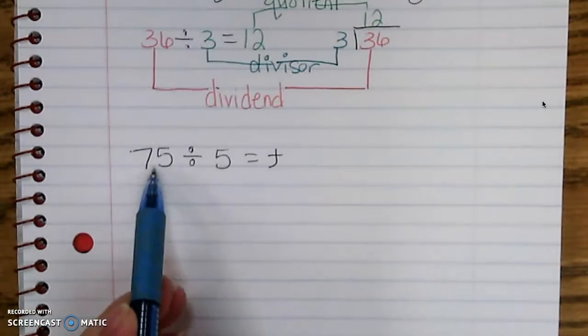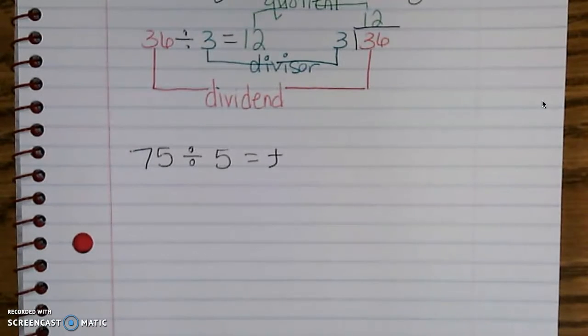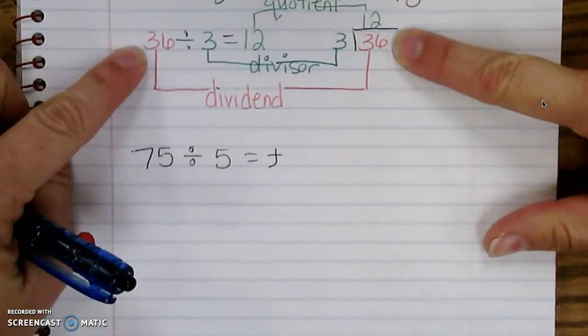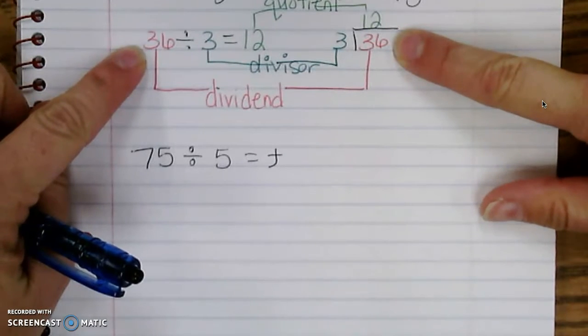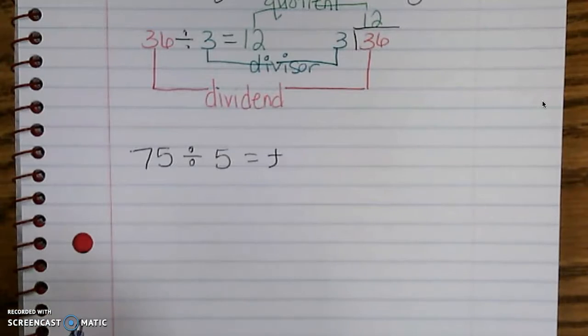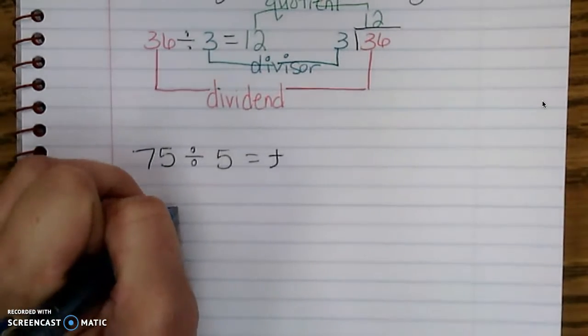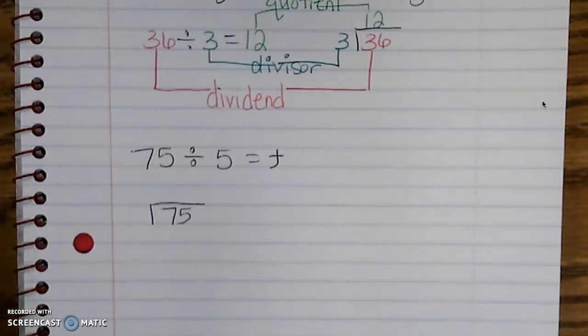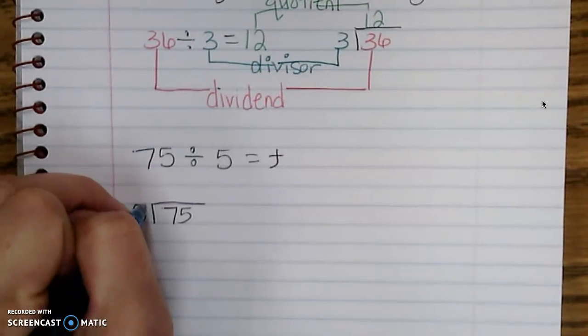So I first write it like this. And anytime I write it like this, you can see that the dividend is that first number always. And it's the number that I would say goes into the house. So when I'm rewriting this to do my long division, I put that 75, the dividend, in the house. And the divisor goes outside the house.